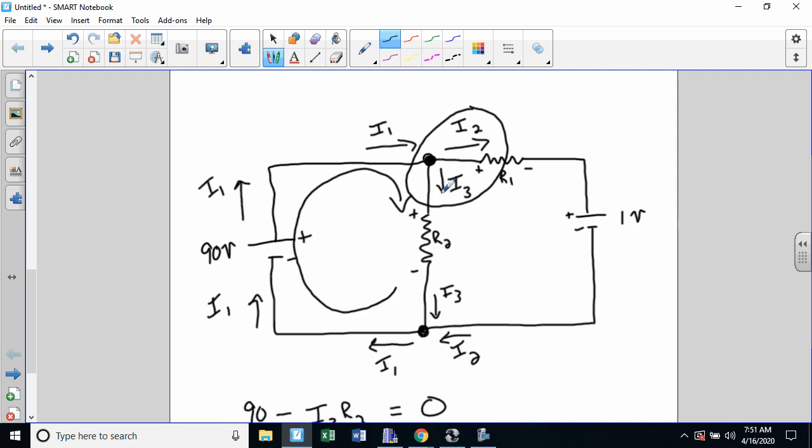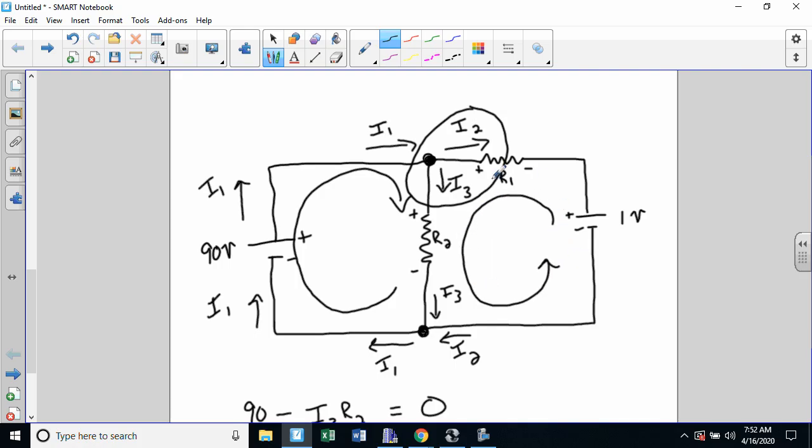Because of this junction, with I3 and I2 splitting in opposite directions, notice that going counterclockwise is going against I2, and going clockwise is going against I3. So really there is no good choice for the direction of my loop, so I'm going to choose one. I personally like to choose the loop in the direction of the battery, so I would like to go counterclockwise.